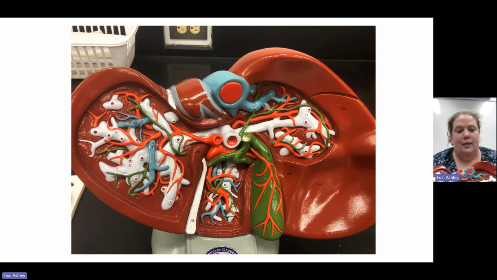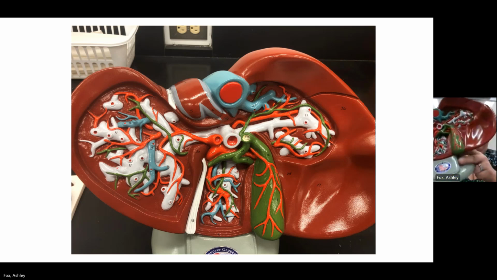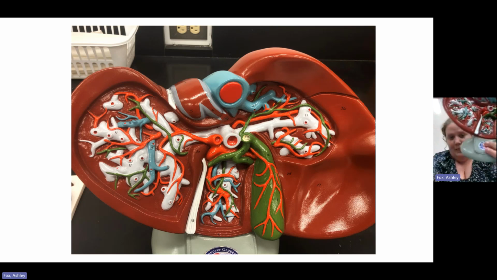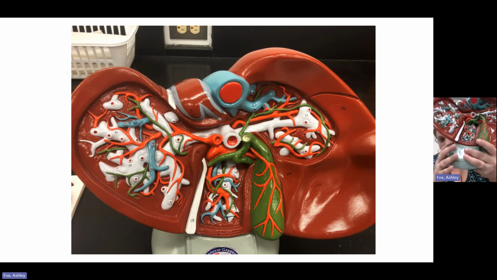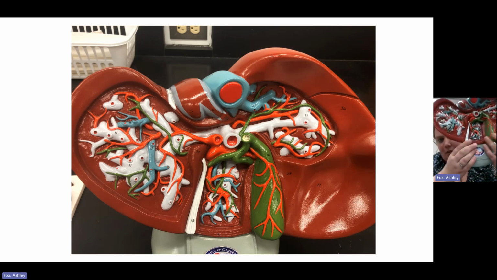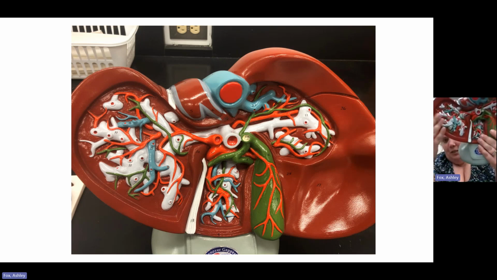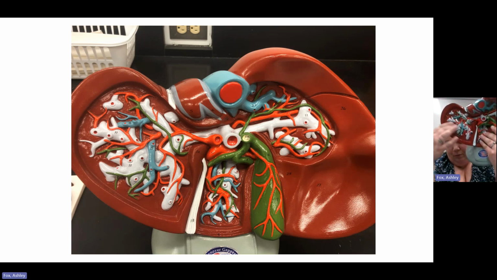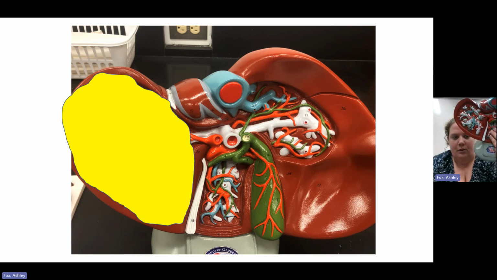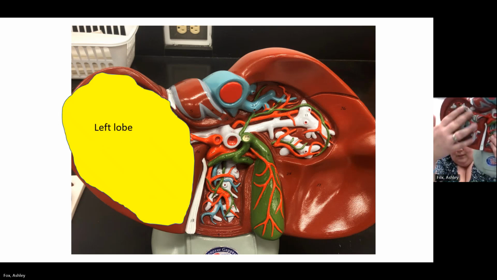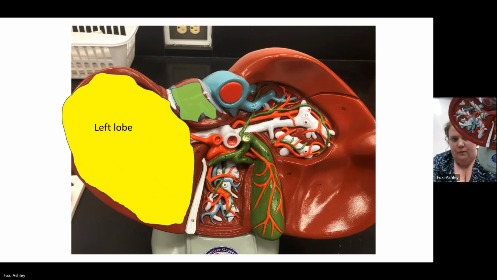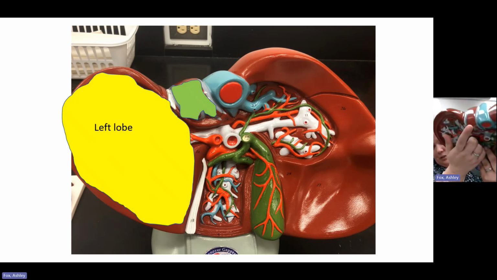Now we're going to look at this model. It's the same thing, same four lobes. On this model, again, remember the gallbladder's on the right side. It's between the quadrate and the right lobe. This over here is your left lobe, by the falciform ligament. That is your left lobe, this section here. This again is the part close to the vena cava. So vena cava, this is your caudate.